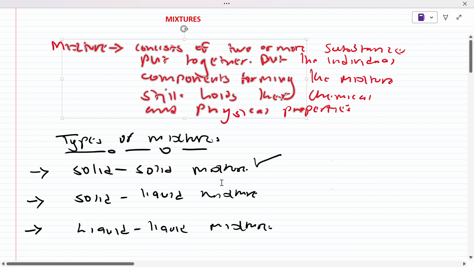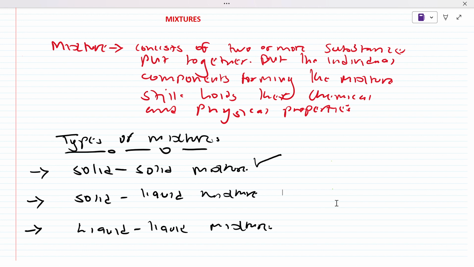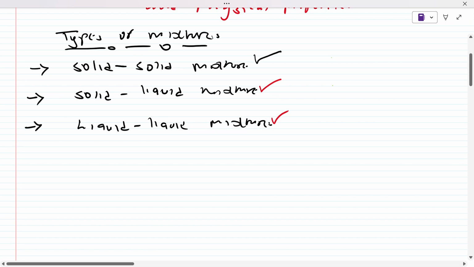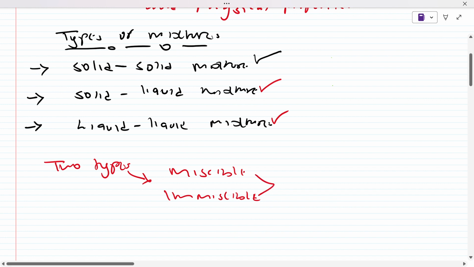I'm still discussing mixtures, and we're in the last stage, whereby we are talking about liquid mixtures. In our last stage now, liquid mixtures, where we're supposed to handle types of liquid mixtures. There are two types of liquid mixtures, where we have miscible and immiscible liquid mixtures.